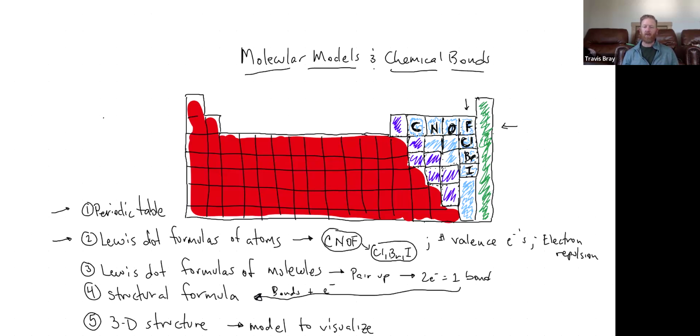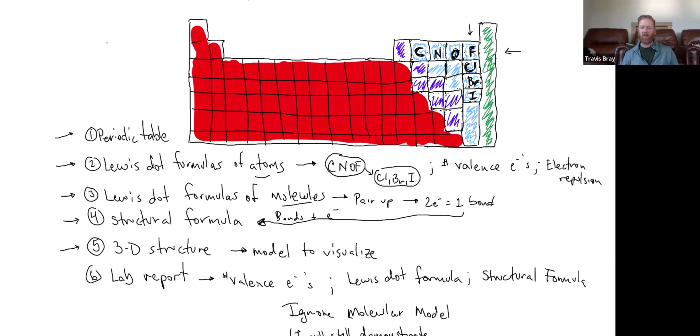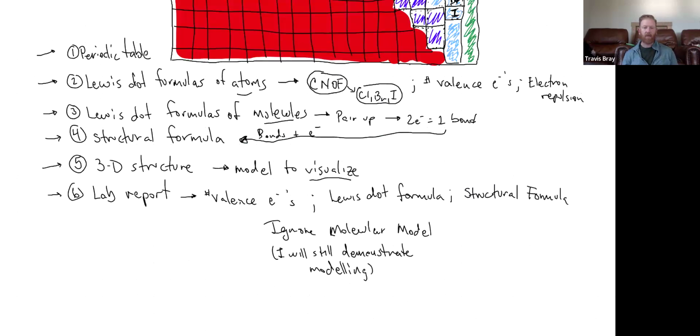After we do some Lewis dot formulas of the atoms, we'll do some Lewis dot formulas of the molecules, and we'll show how you can pair up electrons to form a bond, which will help us to draw the structural formula. I will be doing 3D structures to help you visualize what these structures look like, bring life to them. And then the lab report will consist of pages, starting on page 145 through page 150.